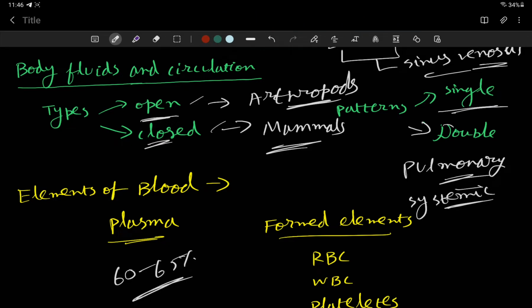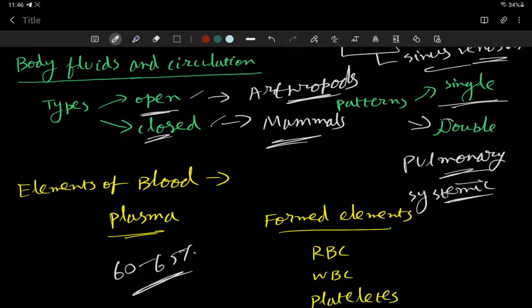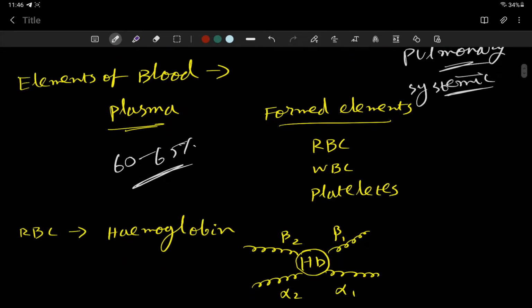Next, we will talk about the elements present in the blood. The first and most important element is plasma, which determines the physical form of the blood, that is liquid. Plasma constitutes 60 to 65% of the blood. Then come the formed elements also present in the blood: RBC, WBC and platelets.